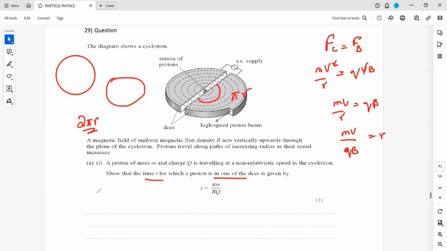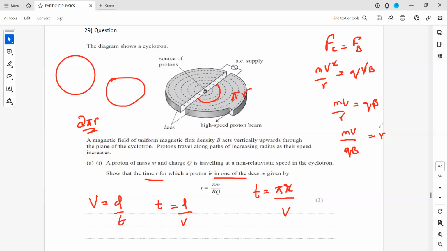So we have the formula: speed is equal to distance over time. So time is distance divided by speed. And what is the distance? The distance will be equal to pi r, because it's half, like a D. That's why pi r, divided by speed v.